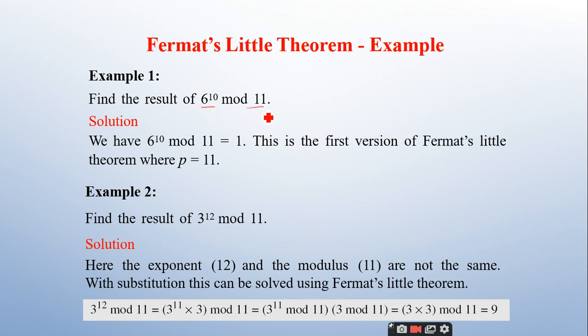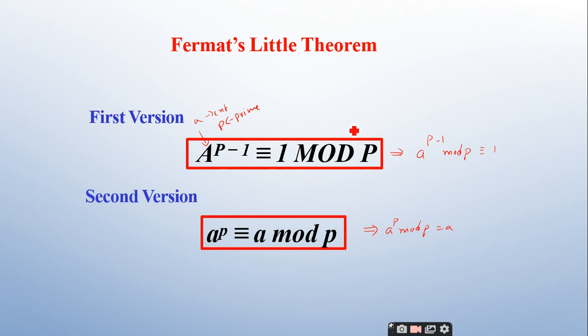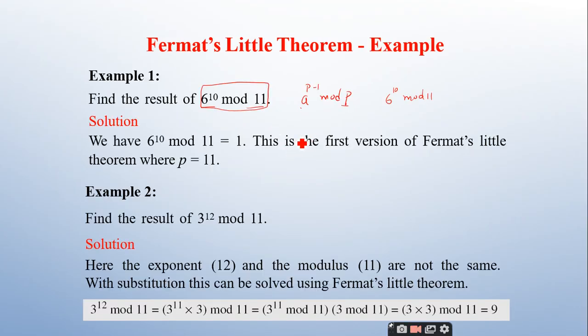6 power 10 mod 11. So it is very difficult to identify this value, right? You have to find 6 power 10 and then do these things. But if you carefully observe, this given problem looks like a power p minus 1 mod p. Am I right or not? Yes, sir. Right. So here p is a prime number, which is 11. So this is written as 6 power 10 mod 11. So according to Fermat's theorem 1, a power p minus 1 mod p is equal to, what is the value? A power p minus 1 mod p is equal to 1.